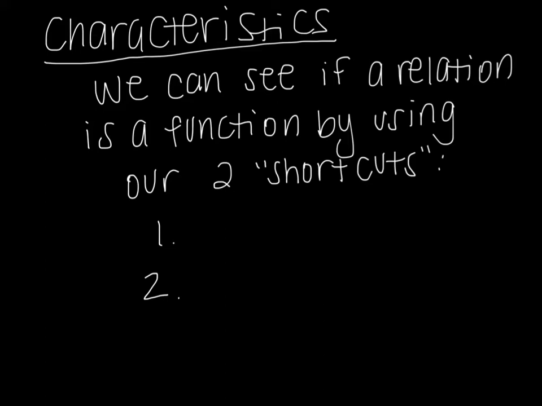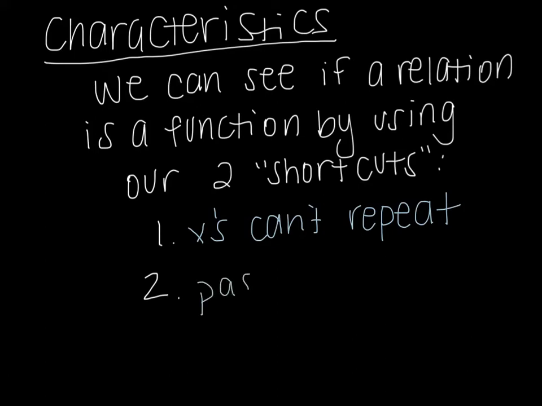Okay, for the main characteristics of functions, we can see if a relation is a function by using 2 of the shortcuts that we talked about in class. It's the kind of quick ways that we can see if something is a function. However, it's not our real technical reason. So the first one is, if we look at our relation and see, the x's can't repeat themselves. Okay, so you can't have 2 coordinates with the same x value that have different y's. The second is it must pass the vertical line test.